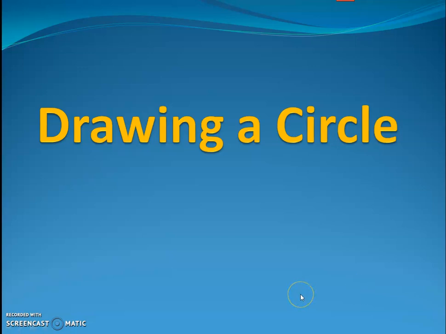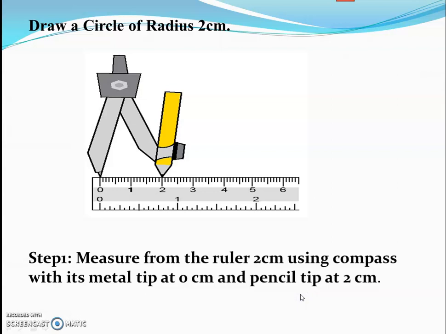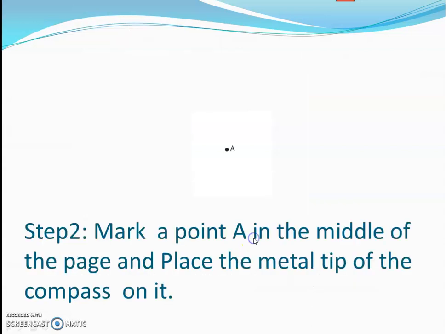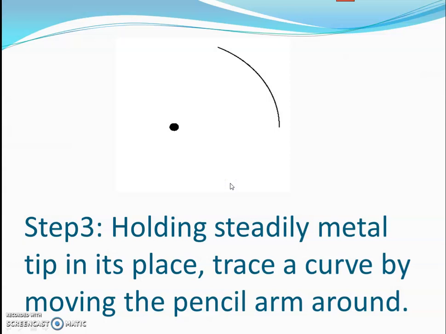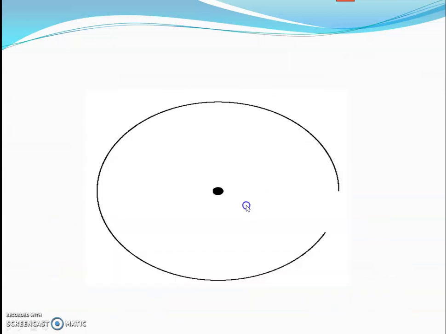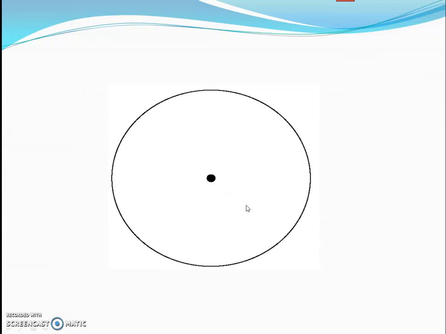Now, drawing a circle. How will you draw a circle? Draw a circle of radius 2 centimeter. Using a scale, with the metal tip on O and the pencil exactly at 2, you measure. Then the next step is to mark a point A in the middle of the paper. Then holding the metal point on this point, trace a curve by moving the pencil arm around. Keep moving and reach the starting point. This is our circle.